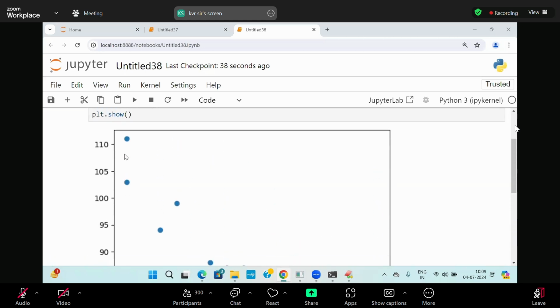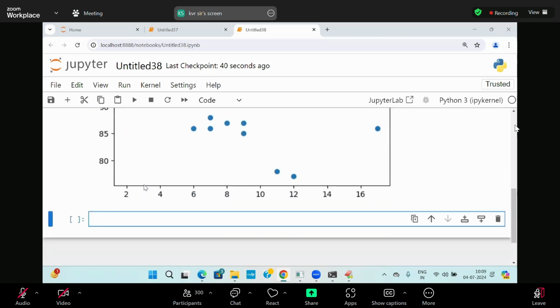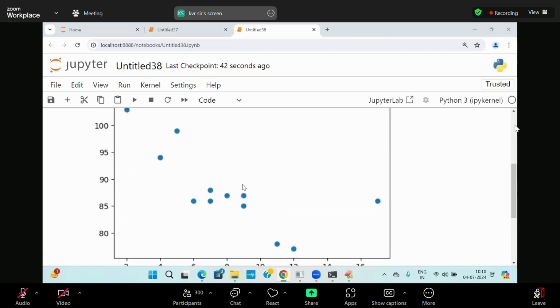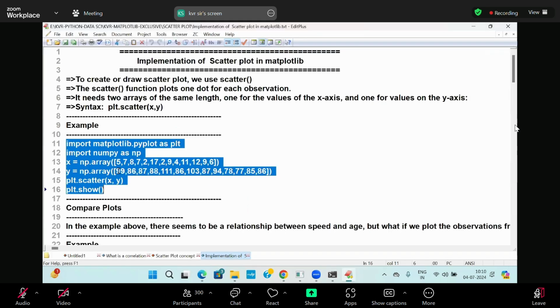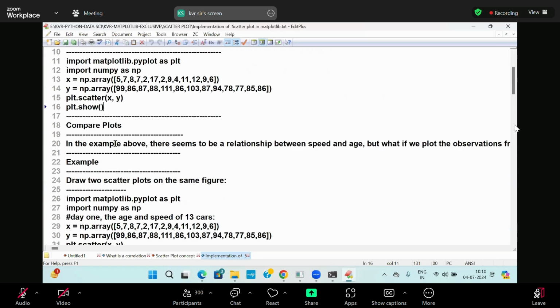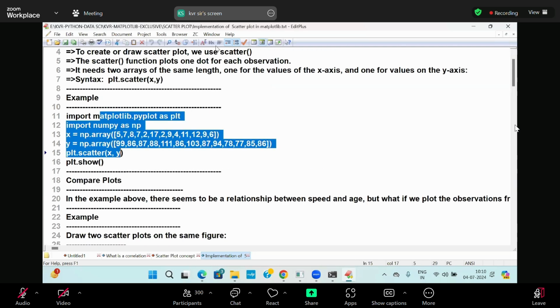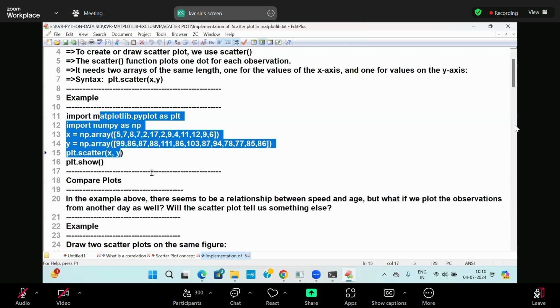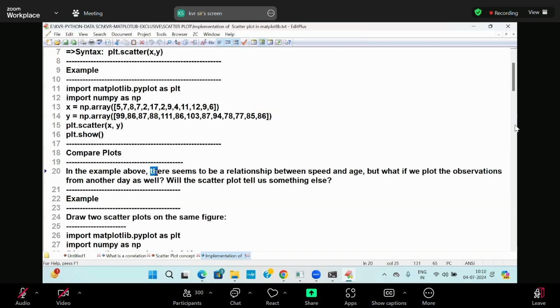For every value of x, is it increasing or not? As x values are increasing, what has started to fall down? It is called which correlation? Good. So come on, start with comparing plots. In the above example, there seems to be a relationship. It seems to be a relationship between what? Speed and age.